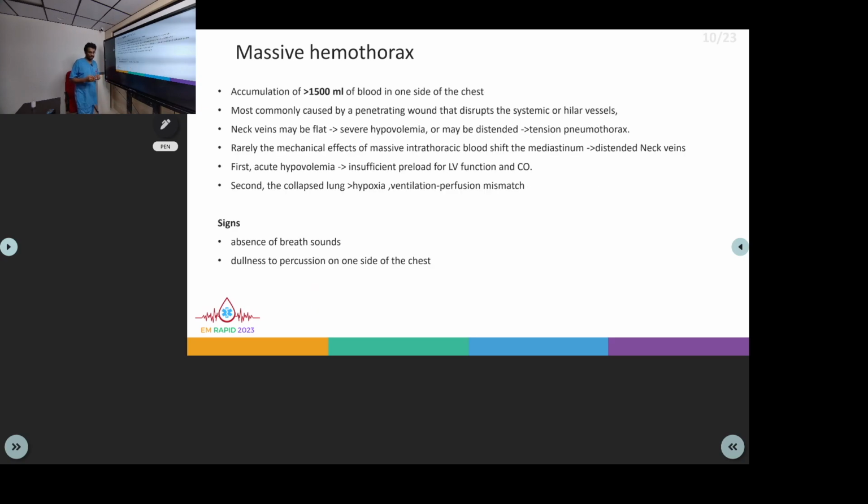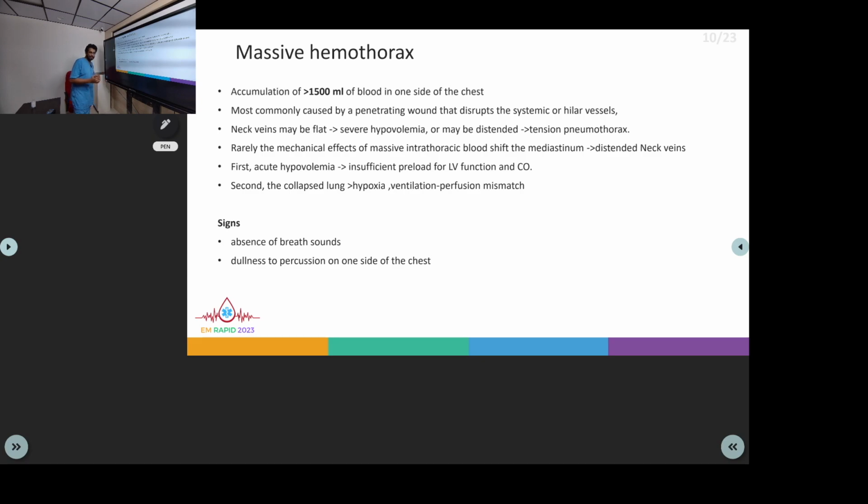So the next life-threatening chest injury is massive hemothorax, wherein there will be accumulation of blood in the chest. So here massive means that the blood will be more than 1.5 liters. Here the most common cause is a penetrating wound that disrupts the large vessels or the hilar vessels of the chest. And here the neck veins can be flat or distended. Here neck veins can be flat in hypovolemia and can be distended in case of tension pneumothorax, or if there is a mediastinal shift which can cause the distension of the neck veins.